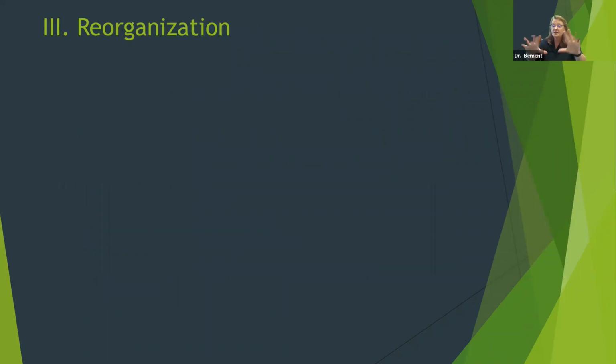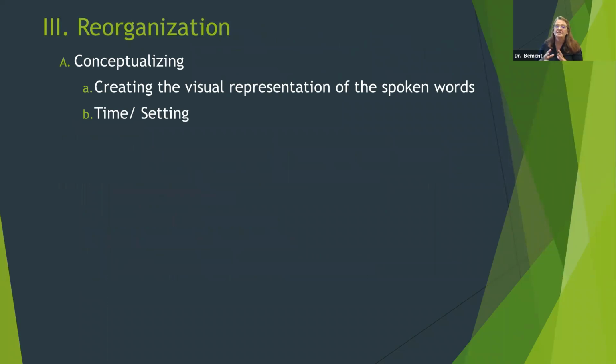Now, once we set everything up in front of us, our visual picture, we now have to reorganize. How do we reorganize? Well, that whole idea of conceptualizing. You're creating the visual representation of the spoken word. And this is going to include your time and your setting. Yesterday, last year, long time ago, once upon a time. Now I'm going to tell you the story. Again, the visual representation of the spoken words, the spoken concepts, not just words.